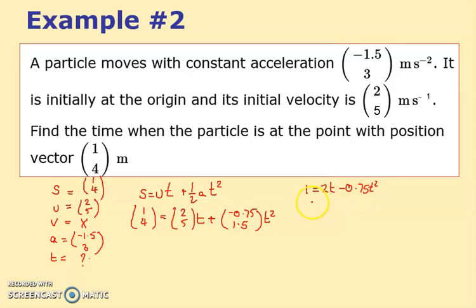And the obvious thing is to rearrange that. 0.75t squared minus 2t plus 1 equals 0. And I'm going to solve that on my calculator. Menu, go down to A. It's a polynomial of degree 2. Well, I've got 0.75, I've got negative 2, and I've got 1. And my answer, as it says, is 2 and 2/3. So t equals 2 and 2/3.